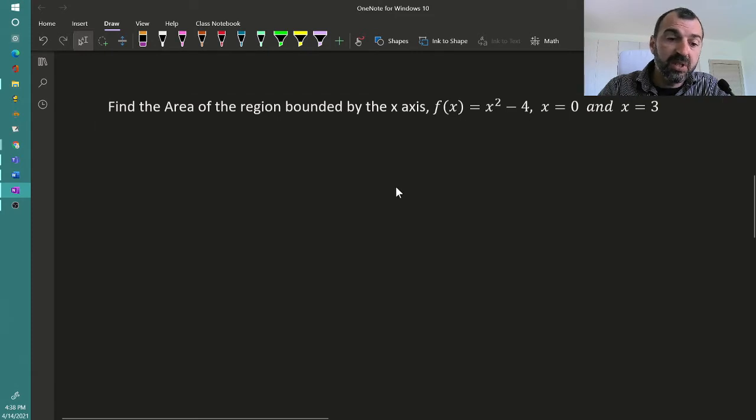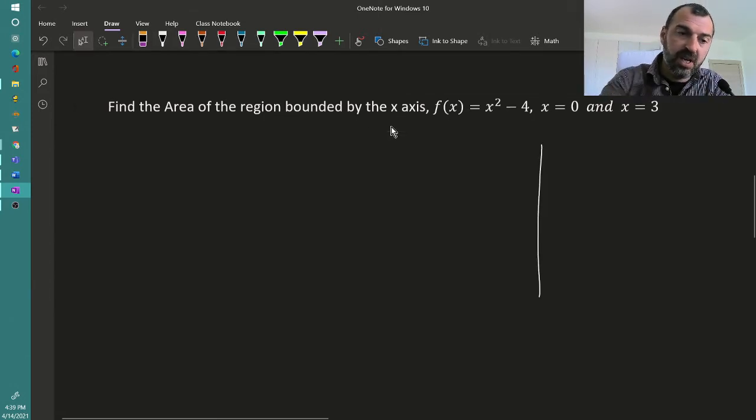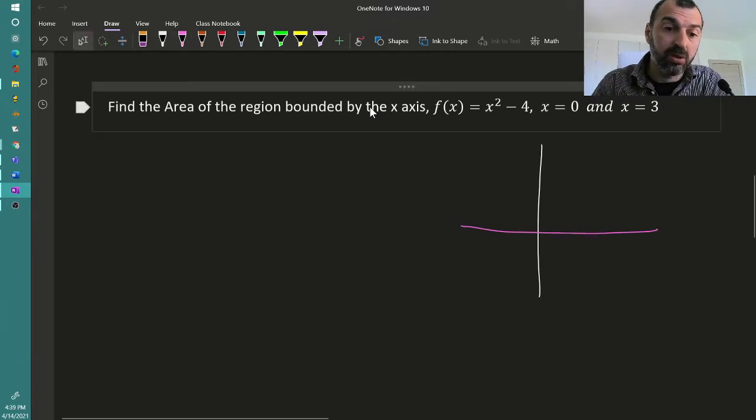This one is a bit different, and I'll tell you how, because part of our function is going to be below the x-axis, and the other part is going to be above the x-axis. So let's again start by graphing. Find the area of the region bounded by the x-axis, okay? So the x-axis is one of the things bounding our function.